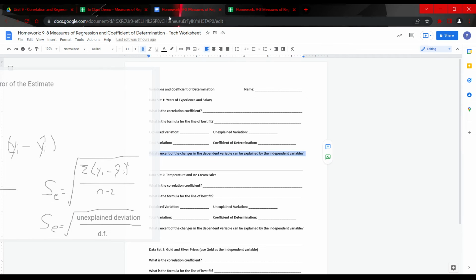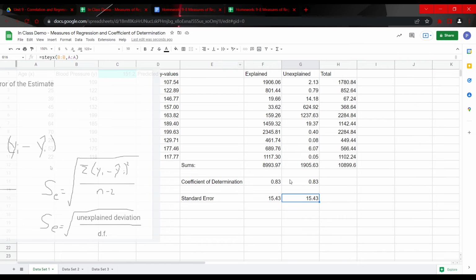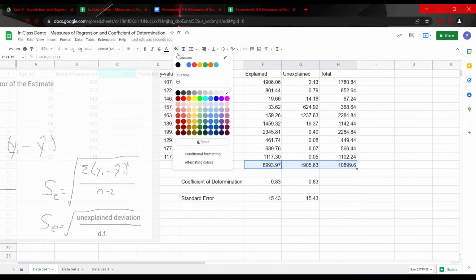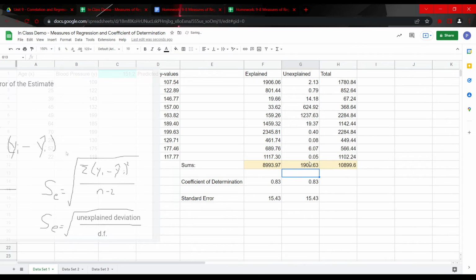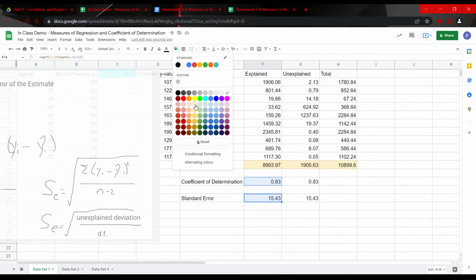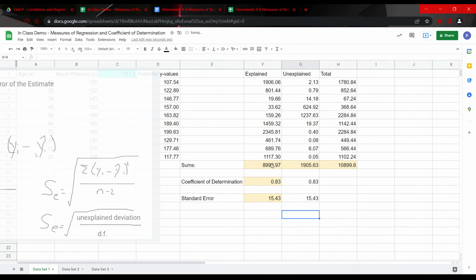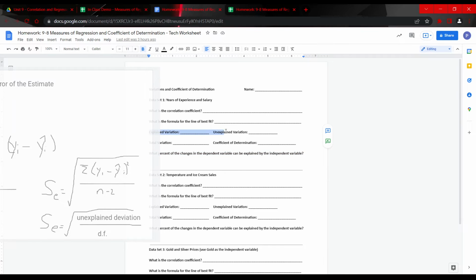For today, your homework will be to find these numbers down here. These are the numbers you need to be able to figure out, along with these. Let me just highlight these. So these are the main numbers that are new: explained variation, unexplained variation, total variation, coefficient of determination, and then explaining that as a percentage in words.